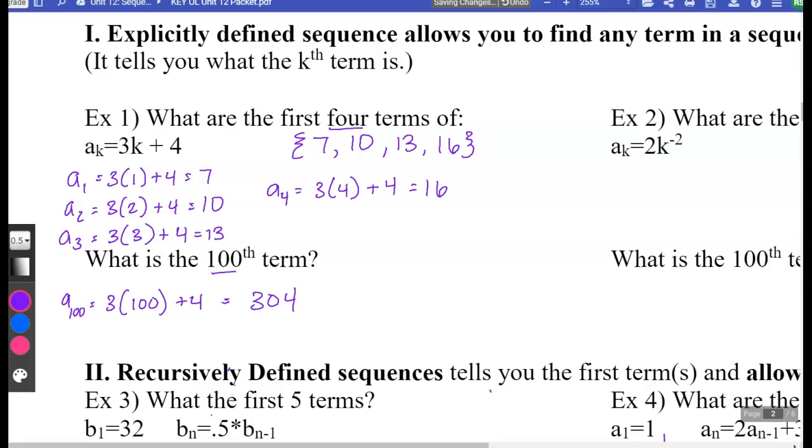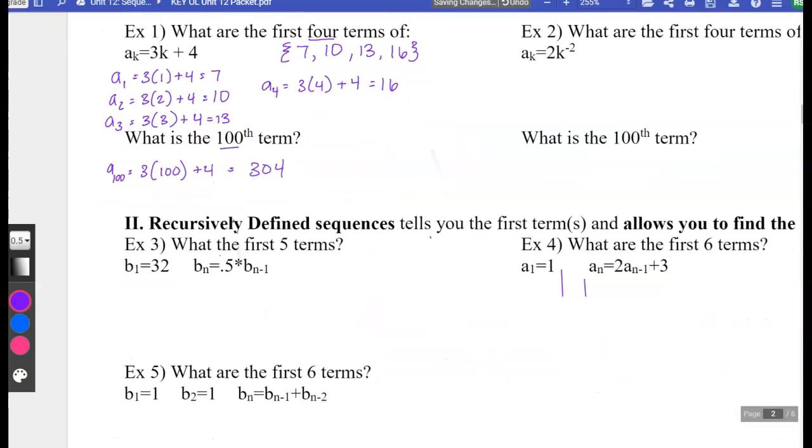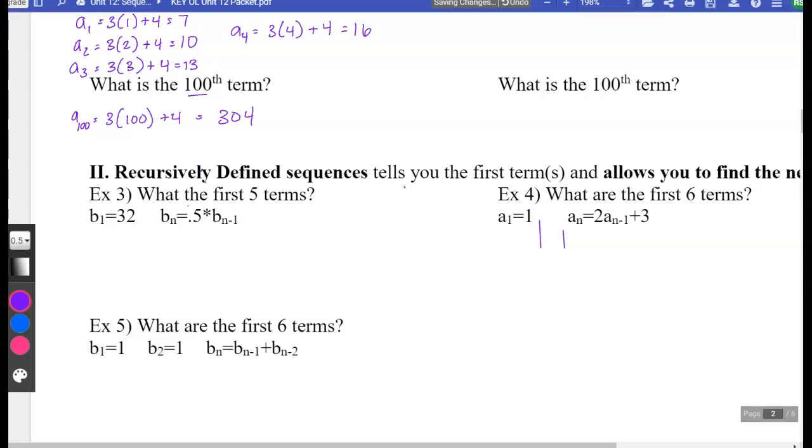Now, recursively defined sequences, on the other hand, always relate back to a previous term. You need to know a previous term to know future terms.